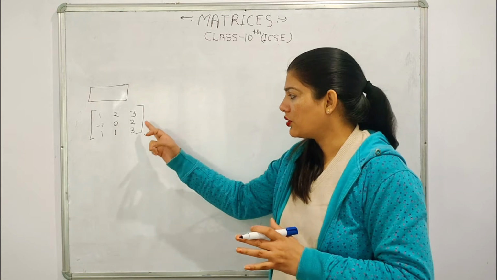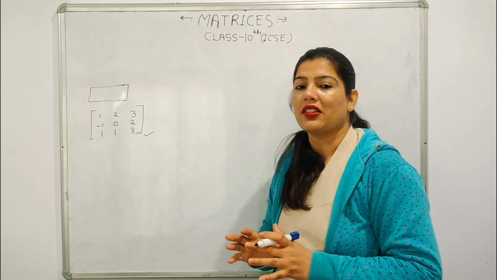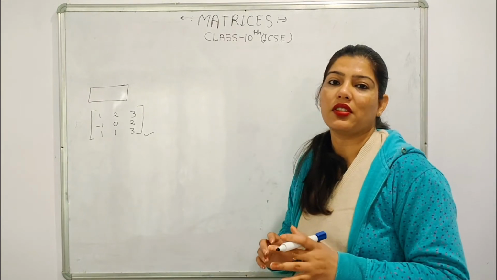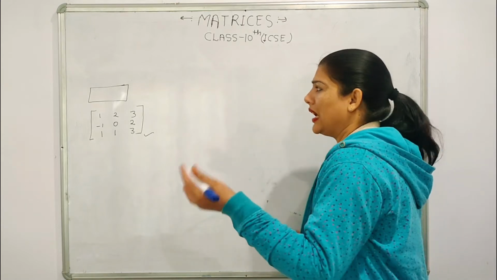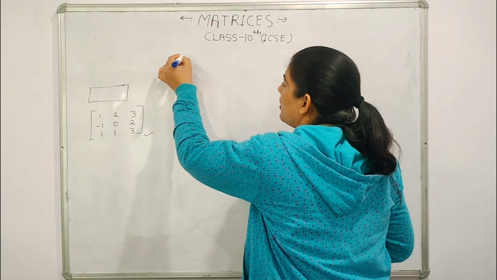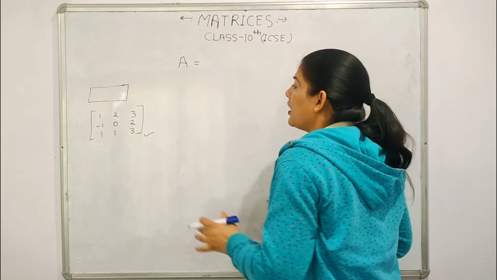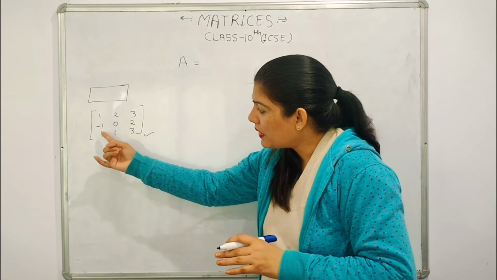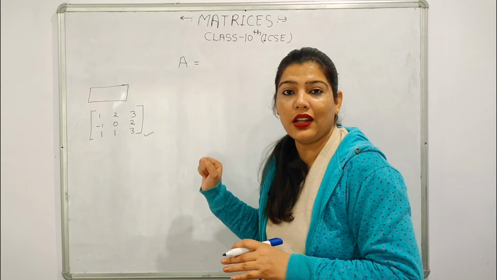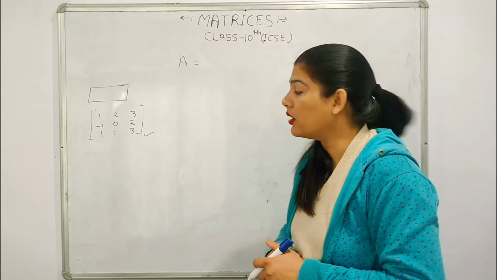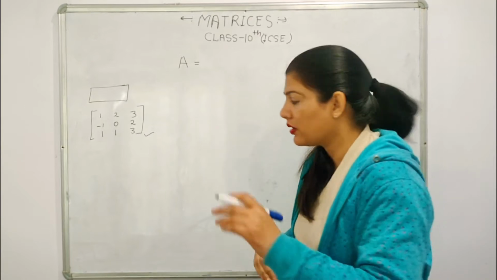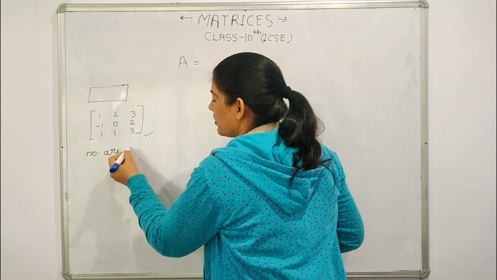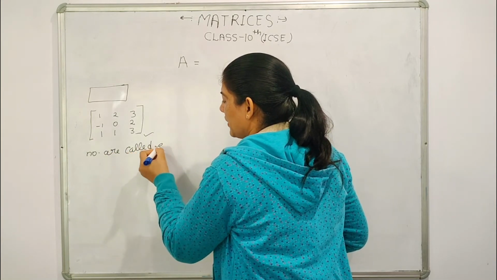So how can we show what a matrix is? A matrix is always denoted by a capital letter. Generally we denote the matrix with A or B. Suppose we have a matrix A. Here the total numbers are 9. These numbers are called elements.